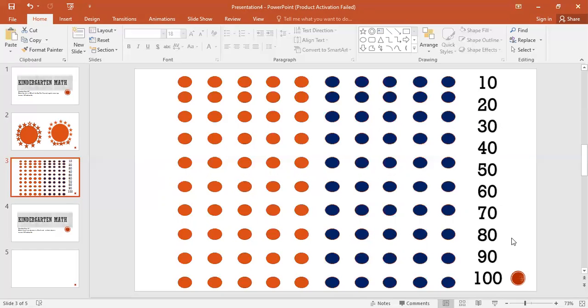Our say 10 way. 1 10, 2 tens, 3 tens, 4 tens, 5 groups of 10, 6 tens, 7 tens, 8 tens, 9 tens, and 100.